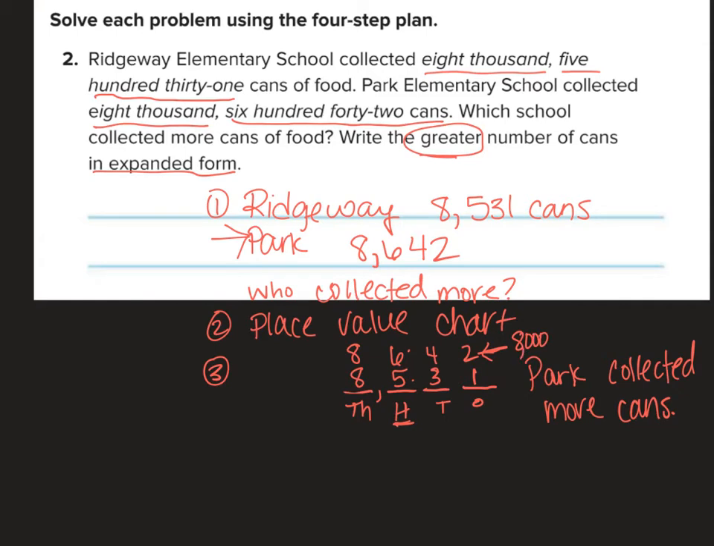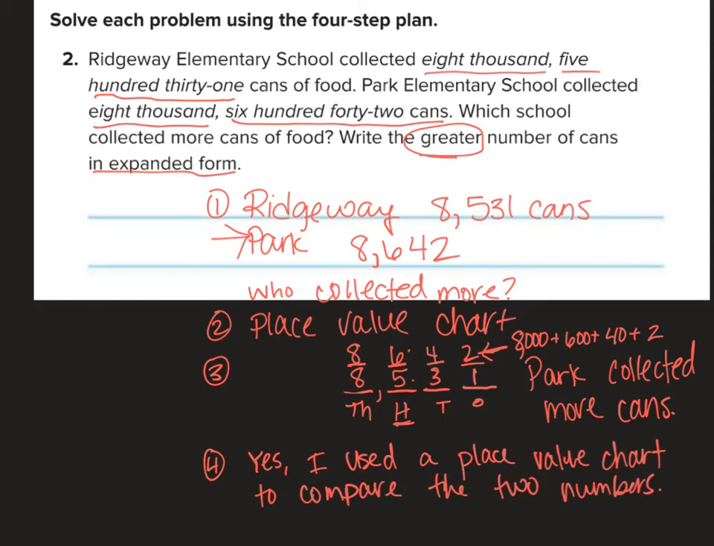8,000 plus 600 plus 40 plus 2. Okay, so I checked off both the answers, but now I need to check my answers. Does it make sense? Yes, because I used a place value chart to compare the two numbers. We're good to go. Let's try another one.